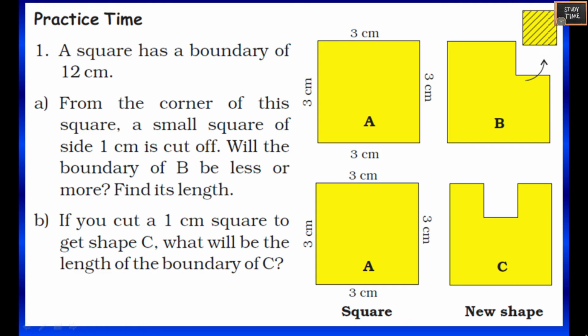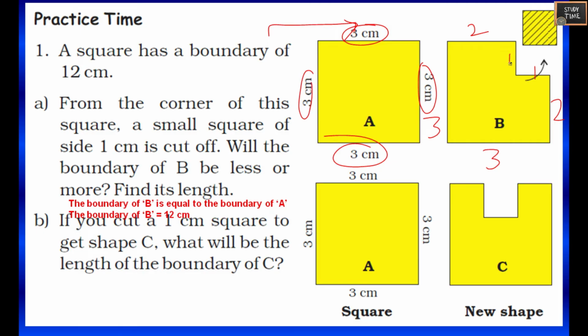Next, we are going to see practice time. A square has a boundary of 12 centimeter. So they are mentioning this A. So how will you get this 12 centimeter? 3 plus 3 plus 3 plus 3. From the corner of the square, a small square of side 1 centimeter is cut off. Will the boundary of B be less or more? Find its length. So here it is 3, here it is 3, here it is 2, 2, 1, 1. So it will be again 12. The boundary of B is equal to boundary of A, boundary of B equal to 12 centimeter.